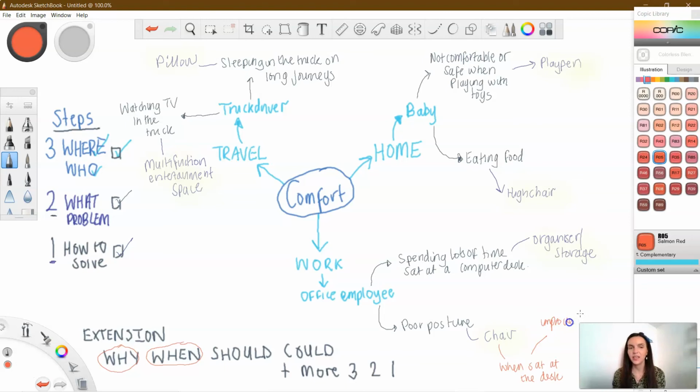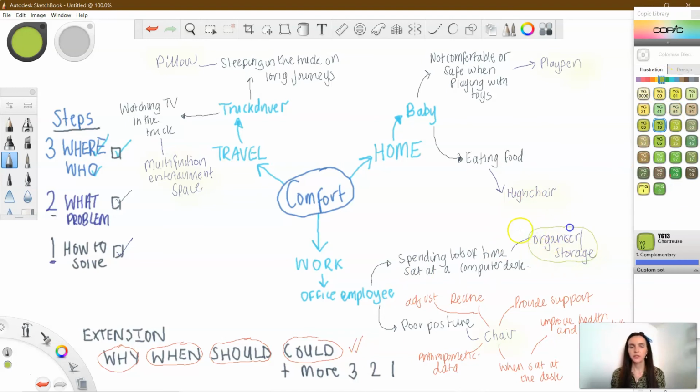Well, when they're sat at their desk. Why? To improve their health and well-being and also their productivity. This chair should consider anthropometric data, and it also should provide support. It could recline and it could be adjustable.